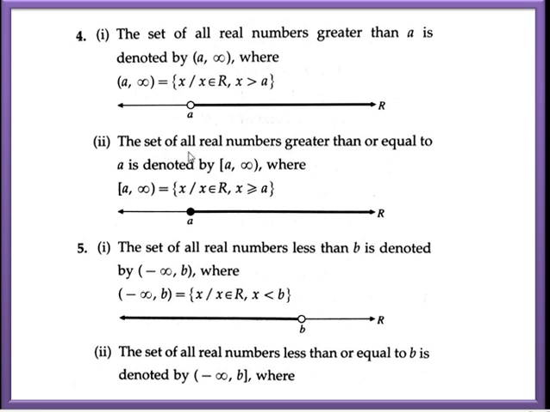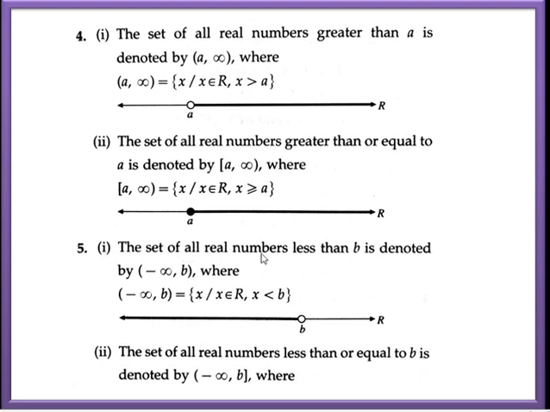Second, the set of all real numbers greater than or equal to A is denoted by this semi-open interval. Here A belongs to the interval, but as infinity is not a real number, there is no point in using a closed interval. So this is the definition and this is the representation on the number line.